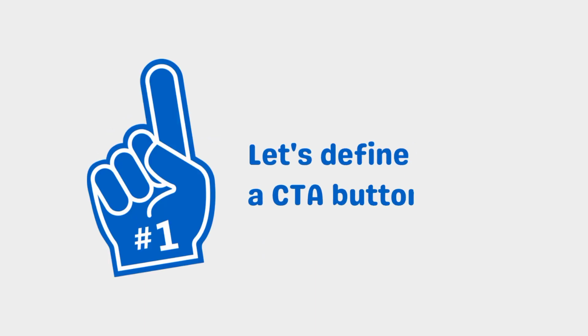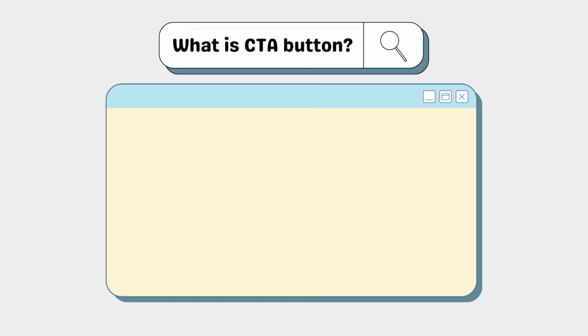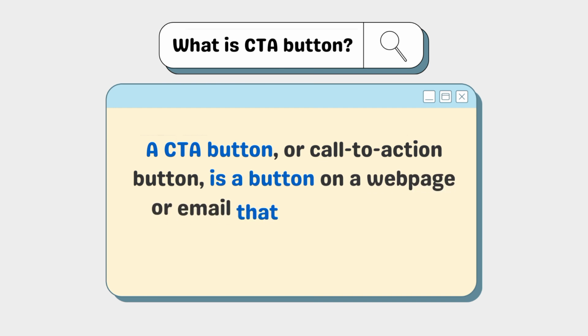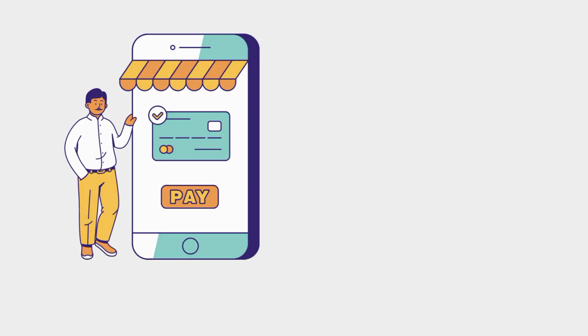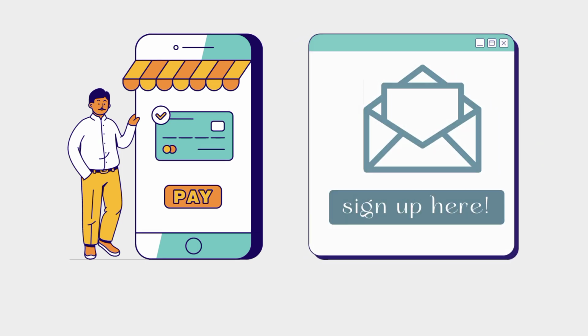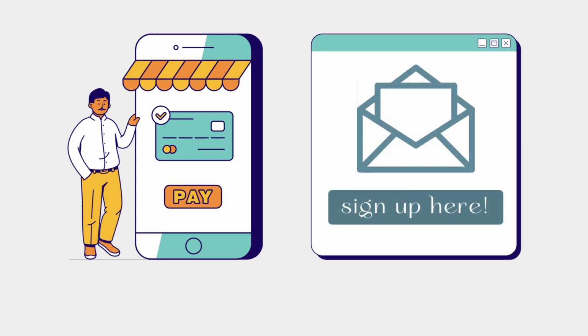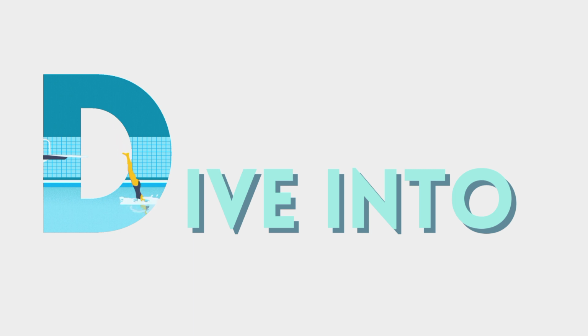First, let's define what a CTA button is. A CTA button, or call to action button, is a button on a web page or email that encourages the viewer to take a specific action, such as making a purchase or signing up for a newsletter. Now, let's dive into some case studies on CTA button effectiveness.